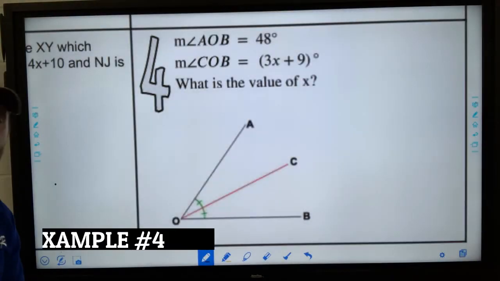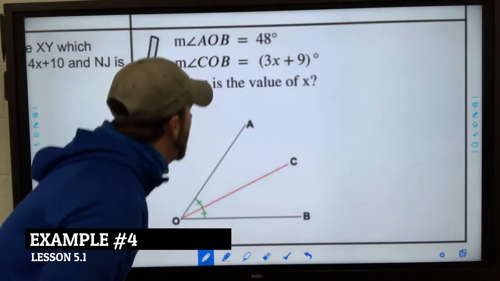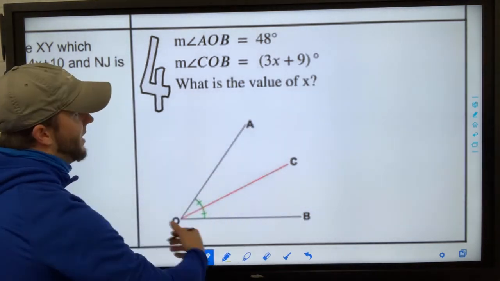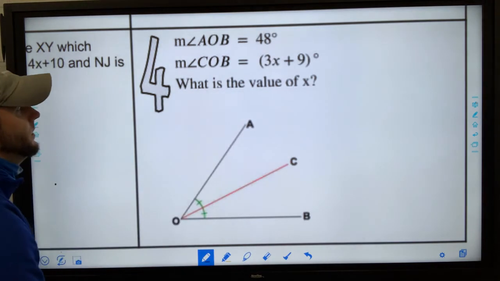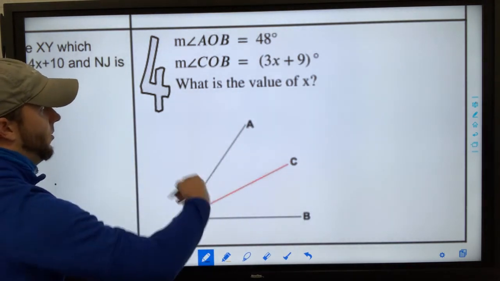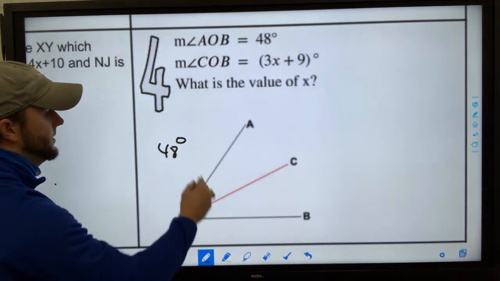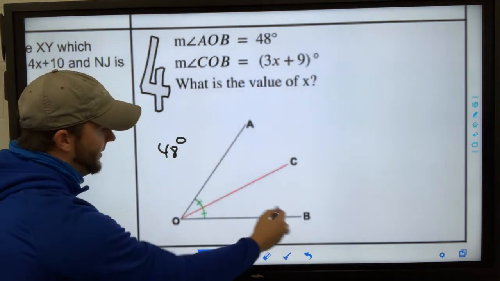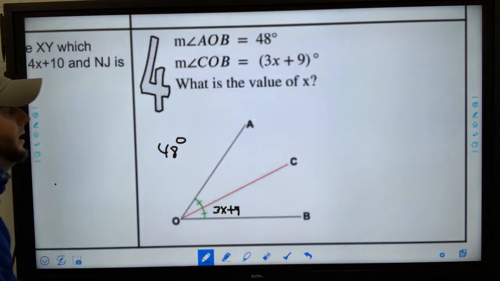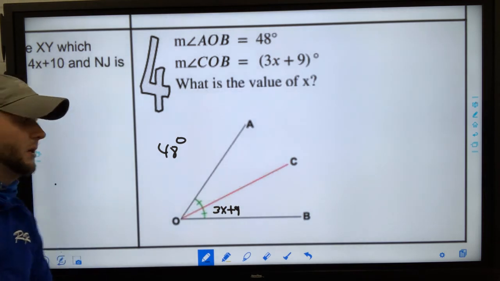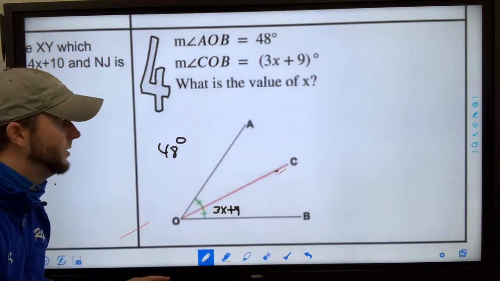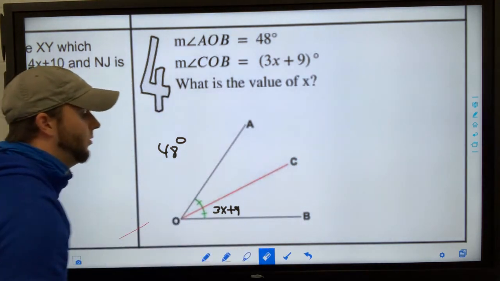Last, example number 4. It says AOB is 48, so the whole angle is 48 degrees. COB, this angle right here, is equal to 3x plus 9. What is the value of x? I know that OC is bisecting the angle, so it's cutting it into two equal parts.